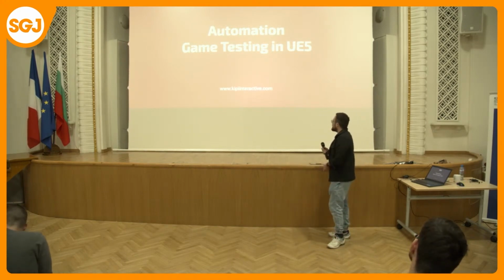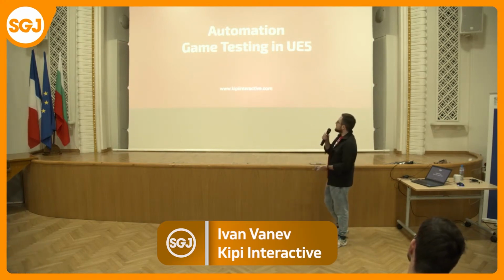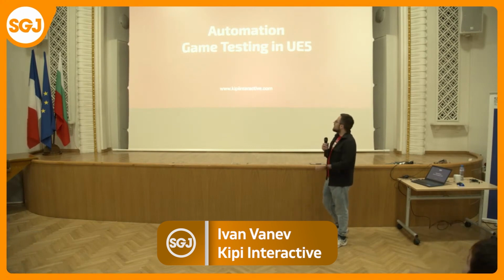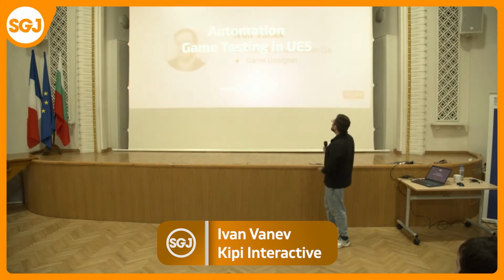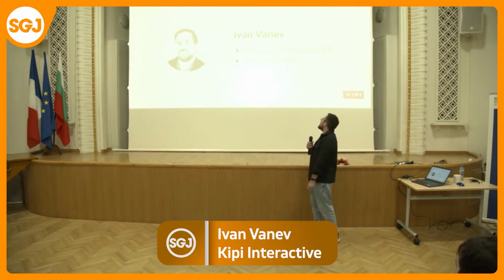Okay, so the topic is automation game testing in Unreal Engine 5. We will take a look at automation testing, what it is, how it differs from manual testing, and some practical problems in games. We'll be looking at Unreal Engine 5 and what tools it has for automation. I'm Ivan. I'm a manual and automation QA in Kipi, and I'm also a game designer there.